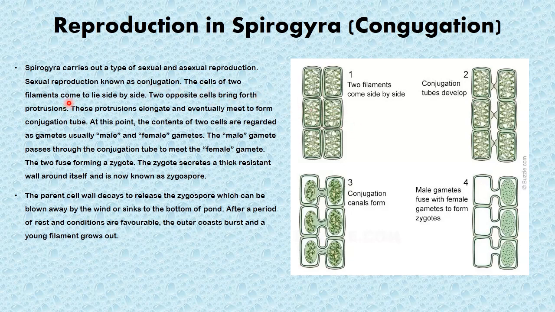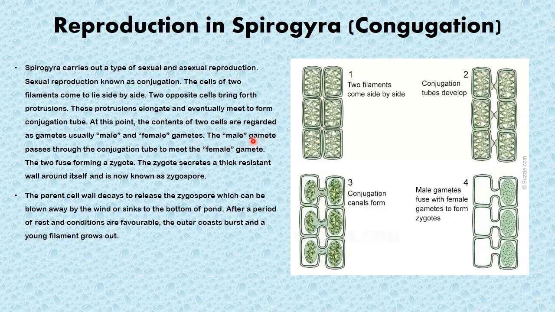The cells of 2 filaments come to lie side by side. 2 opposite cells bring forth protrusions. Now these protrusions elongate and eventually meet to form a conjugation tube. At this point, the contents of the 2 cells are regarded as gametes, usually male and female gametes.